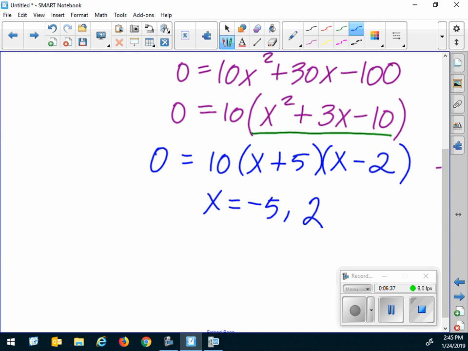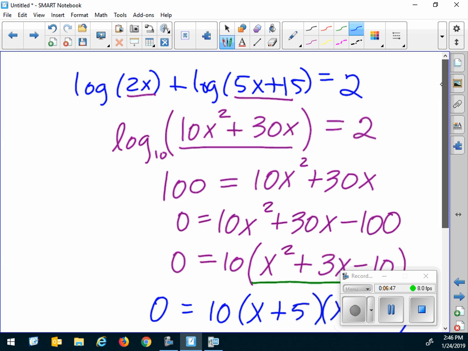Now hang on. What I have to see is, if I put this number in there, let's look. Okay, so if I let x equal negative 5, you've got to go back to the beginning. 2 times negative 5 is negative 10. That would be the log of negative 10. Can I do that? No.